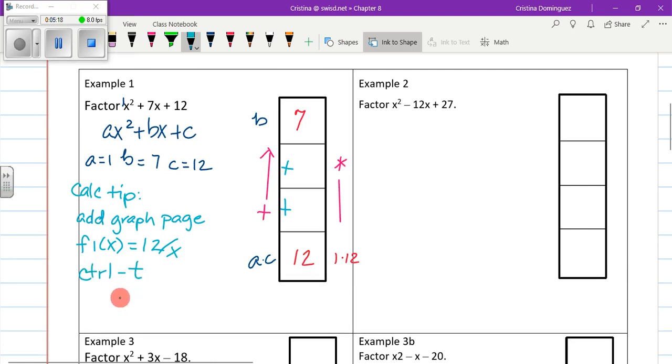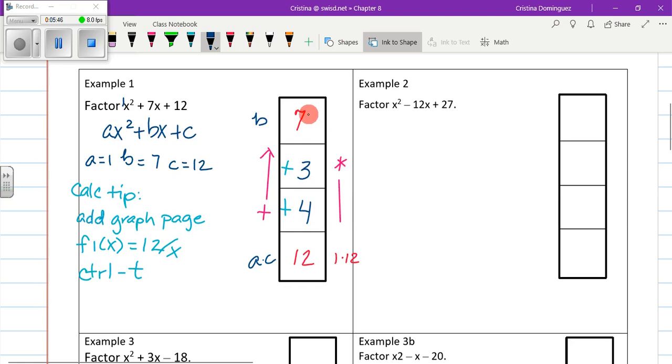For this first one, you probably could already do it in your head. What two numbers multiply to be 12 and add up to be 7? The answer is 3 and 4. With example number 2, I'll go ahead and show you on the calculator since that one's a little tougher. But I've got 3 times 4 gives me 12, and 4 plus 3 is 7.